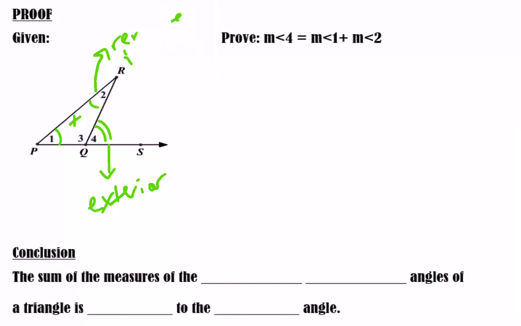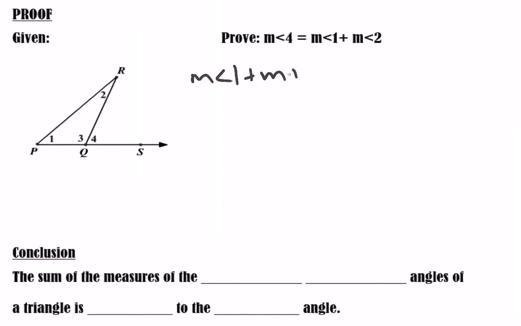Alright, let me erase all that stuff I've written on here. So since we've just proved that the measure of the angles in a triangle add to 180, I can now use that fact. So if I'm given that picture, I know that the measure of angle 1 plus the measure of angle 2 plus the measure of angle 3 equals 180 by the triangle sum theorem.